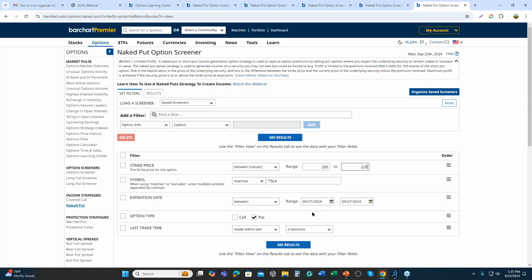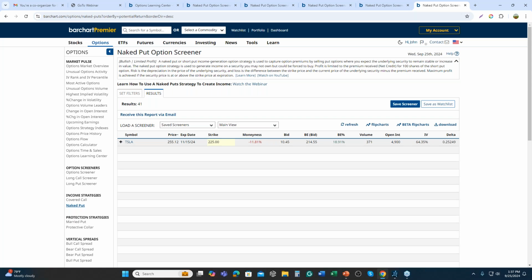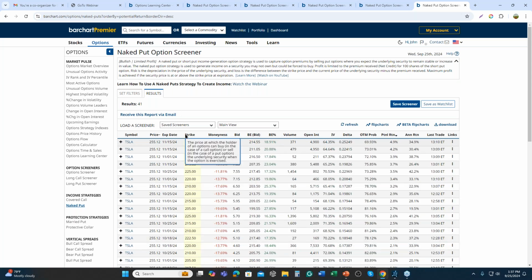Then I'm going to come down here on the expiration date, and I'm going to look out two monthly expirations. That would be October and November. Then I'm going to look at those results, come over here and sort by strike. Now what I can do is look at the potential return and the out of the money probability.